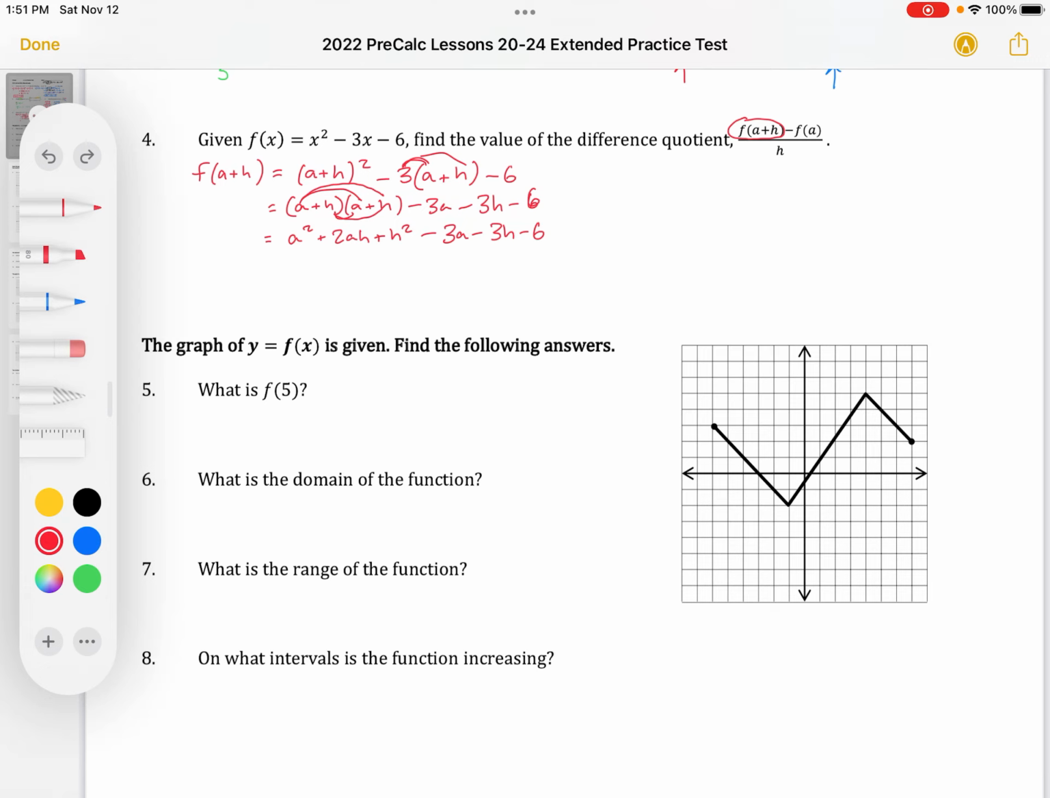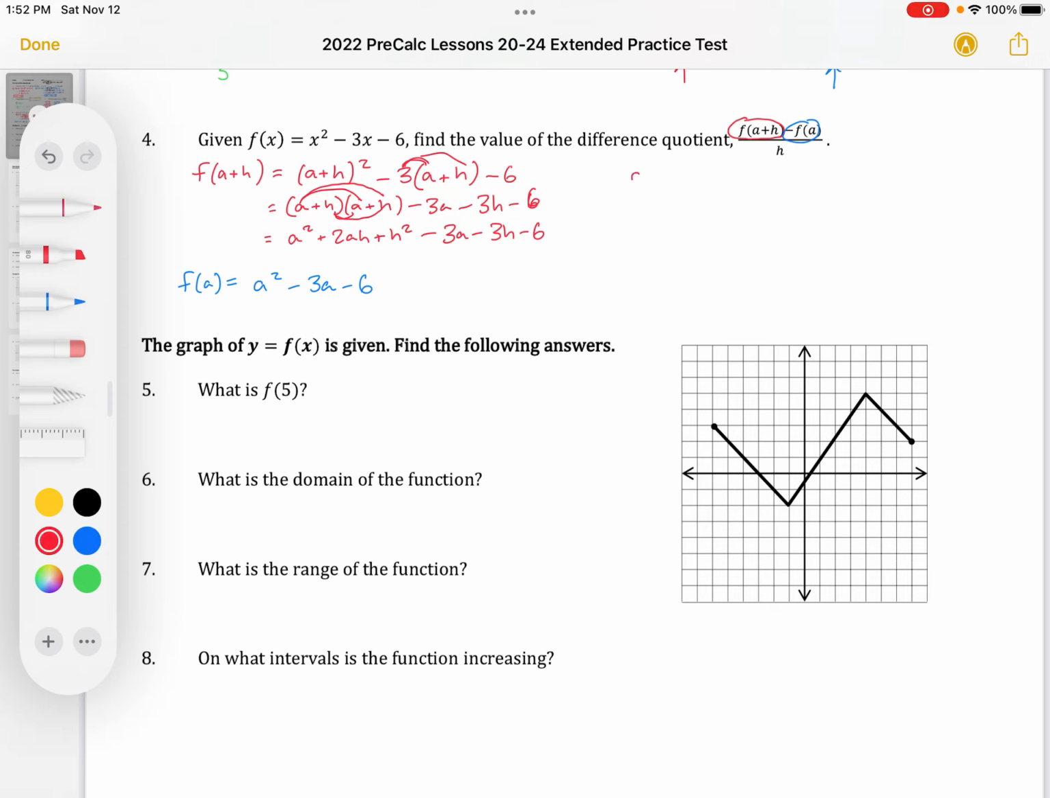That's what we get. Okay, so now I'm going to find f of a. And f of a just means that in your function, you're going to replace x with a. So this ends up being a squared minus 3a minus 6. Okay, so I'm going to put it all together.